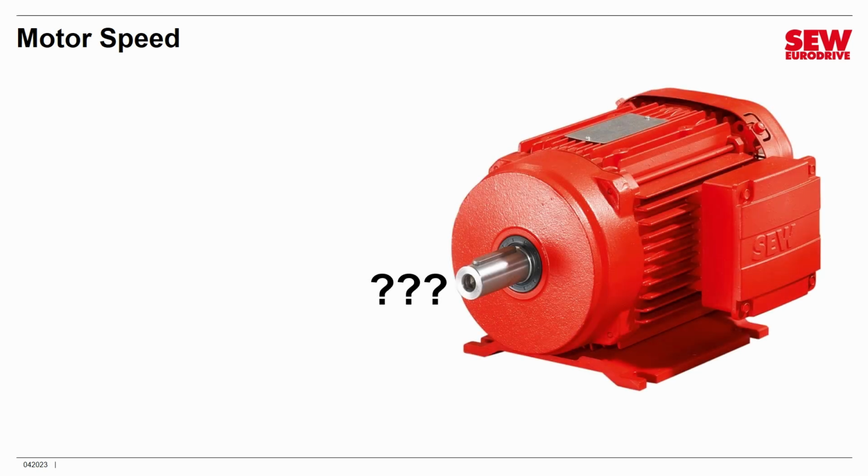Now the question is, how fast is the motor speed? What controls the motor? Is it voltage? Is it current? And the answer is no. Actually, it has to do with how fast the power supply is causing the magnetic fields to change.